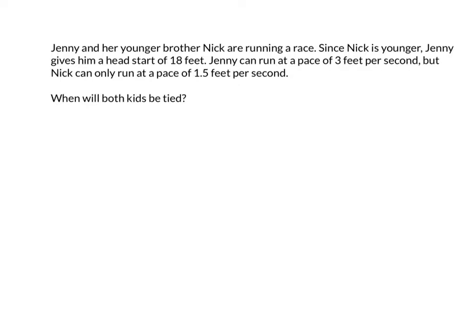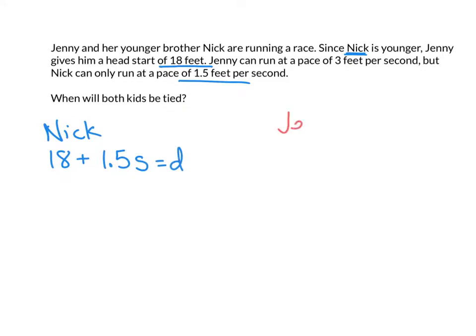Now, Nick gets a head start. So Nick gets a head start of 18 feet, but he can only run at 1.5 feet per second. So Nick starts off at 18 feet and he is gaining at a rate of 1.5 feet per second. So S for second, and that will be his distance. Now his older brother Jenny, she doesn't get a head start. So she doesn't have any number to begin with, but she can run faster at 3 feet per second. So it would be 3 feet per second is her distance.